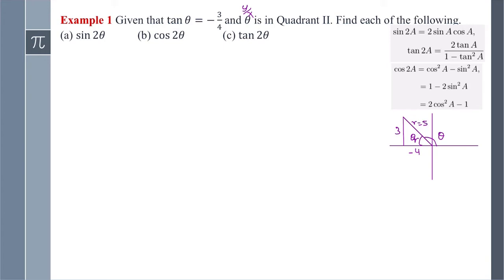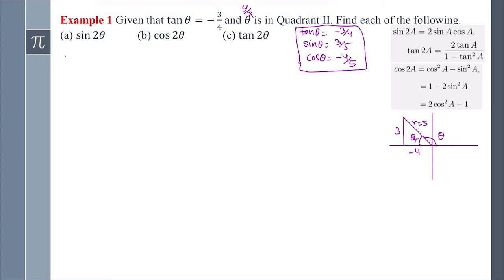We are already given tangent theta equals negative 3/4. Now we can find sine theta equals y over r, which means 3/5. And then cosine theta equals x over r, which means negative 4 over 5. Using this and the identities, now we can find the values for these given functions. So let's go ahead and find the first one.